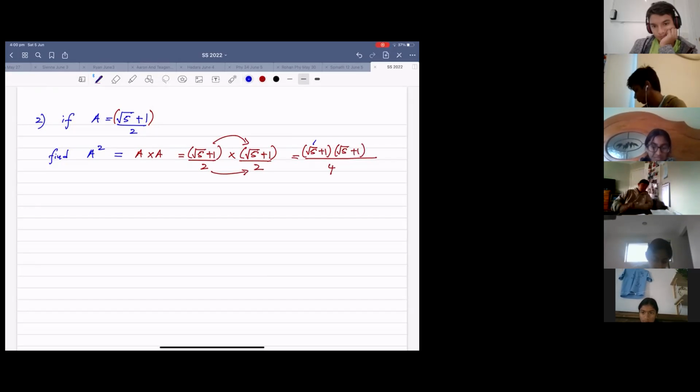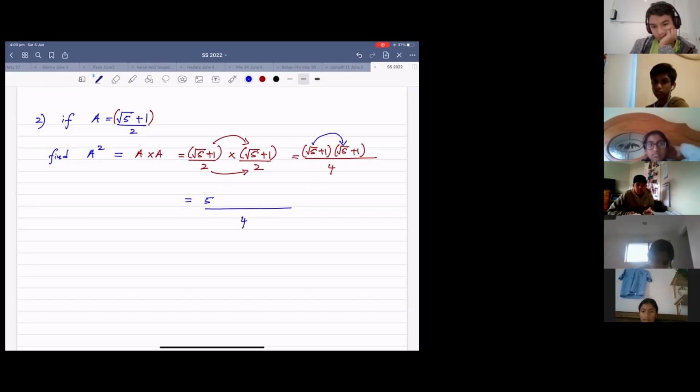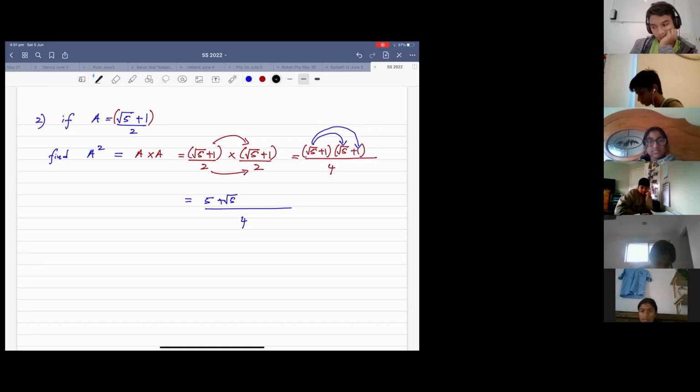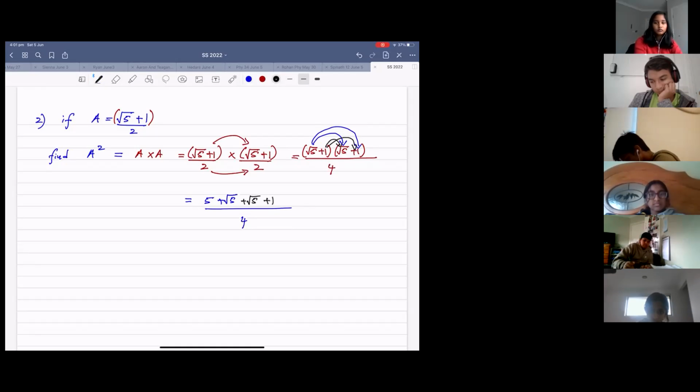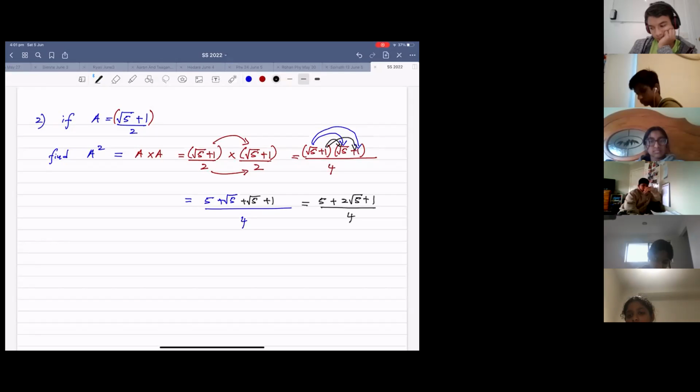So when you do that, firstly you do this. Square root 5 times square root 5 is 5. Here 4 is here, okay? Then you do this. Plus 1 square root 5. Then you do this. Plus square root 5. Then you do this. It's going to be 1. So answer would be 5 plus 2 square root 5 plus 1 divided by 4. Now this 5 and 1 you can add together. So it will be 6 plus 2 square root 5 divided by 4.